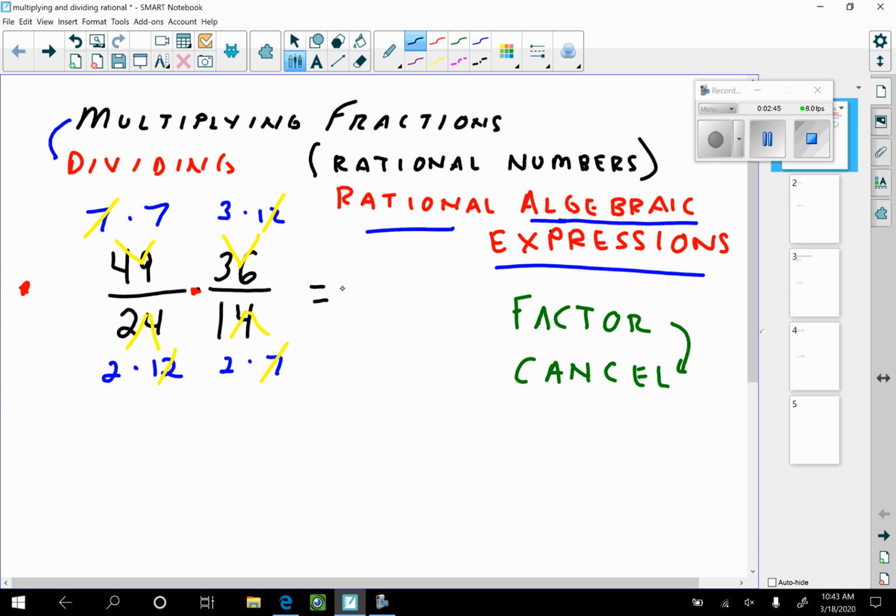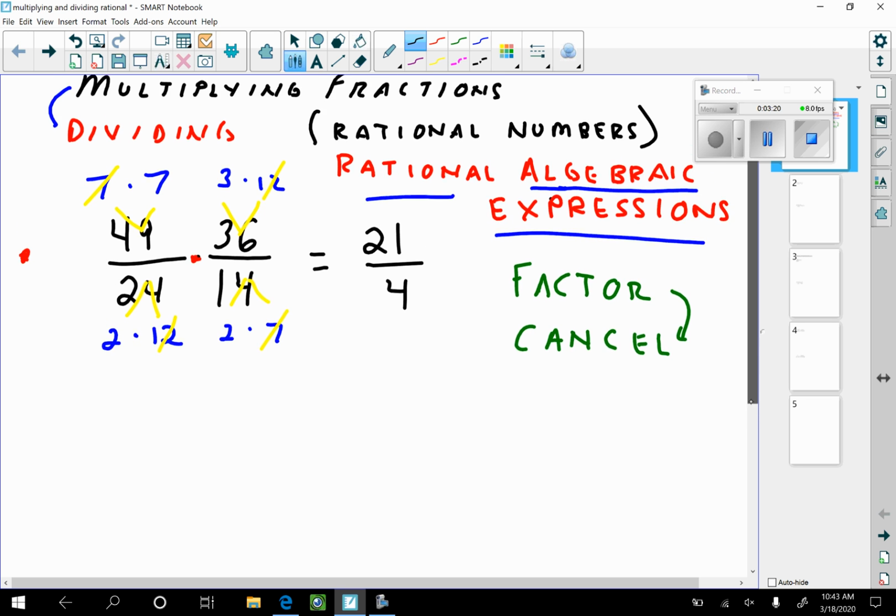So what do I have left? On the top, I have 1 times 7 times 3. Keep in mind, 7 and 3 are prime, and on the bottom, 2 times 2, both of the 2s are prime, so there's going to be no more cancellation. So 7 times 3 is 21. 2 times 2 is 4. And that is the product of these two fractions. I know confidently that this is in reduced form because I factored and canceled all alike factors. You'll see this is a review. This is a 5th grade or 4th grade standard review.